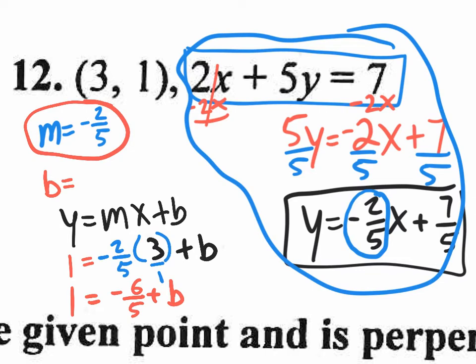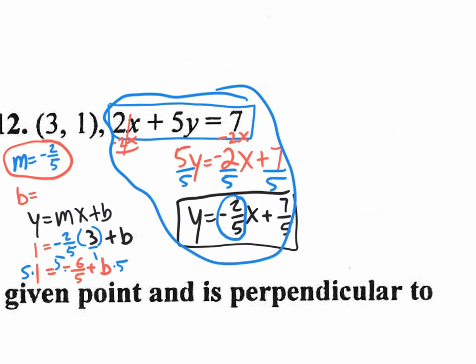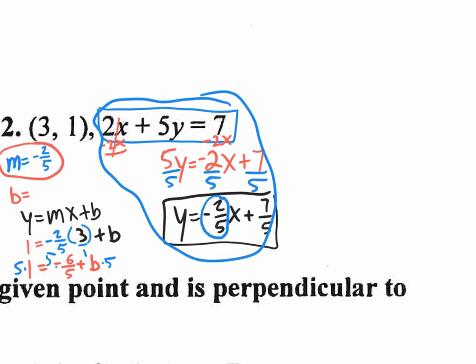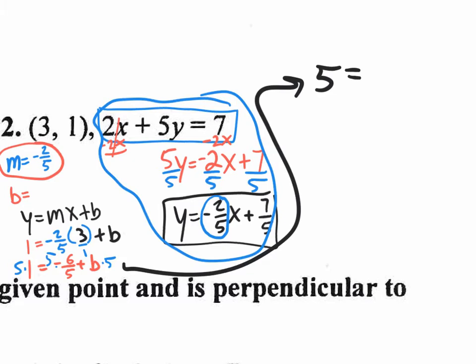Now, if you're still confused with this, we could multiply everything by 5. We are running out of space here, but let me do this. I'm going to rewrite my equation up here. So instead of 5 times 1, it's just 5 equals, the 5 cancels with that 5, so you have a negative 6 left over. And 5 times b is plus 5b.